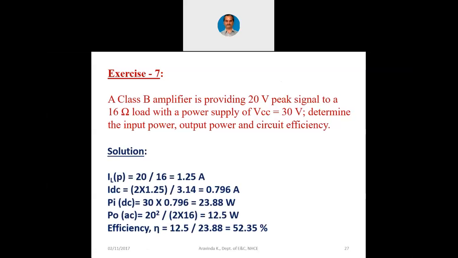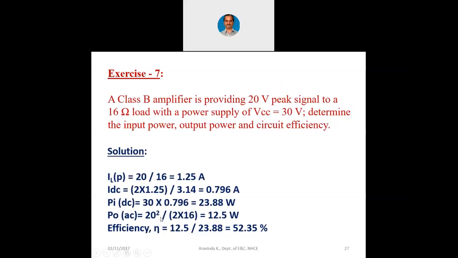Yes, it is correct, Sayan. Congrats. The peak current is 20 by 16, that is 1.25 amperes. So the DC current is 2 into 1.25 divided by pi, that is 0.796 amperes. PDC is 30 into 0.796, that is VCC into IDC, 23.88 watts.